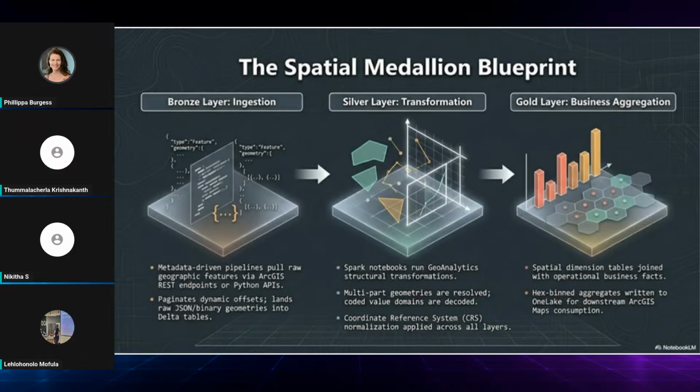So you've got metadata-driven pipelines, starting with the bronze, pulling raw geographic features from ArcGIS REST endpoints or Python APIs, and paginates, dynamic offsets, lands raw JSON binary geometries into Delta tables. And at the silver, you've got Spark notebooks running GeoAnalytics and structural transformations. Multi-part geometries are resolved, code values and domains are decoded, and coordinate reference systems normalized, applied across all layers. And then for the business, your spatial dimension tables are joined with operational business facts, and hex binned aggregates written to OneLake for downstream ArcGIS maps consumption, kind of an example.